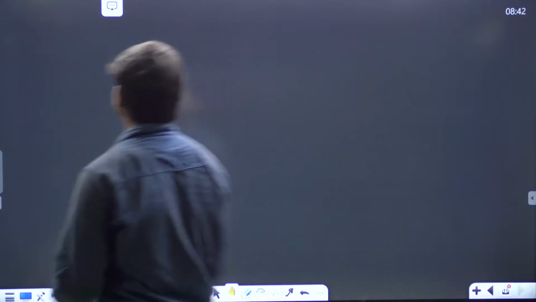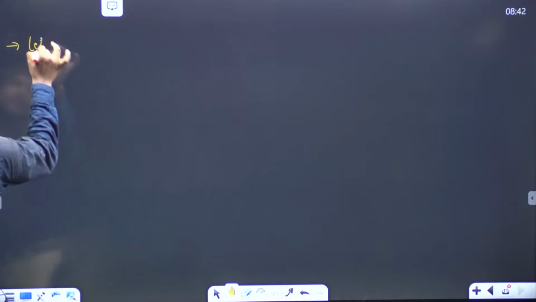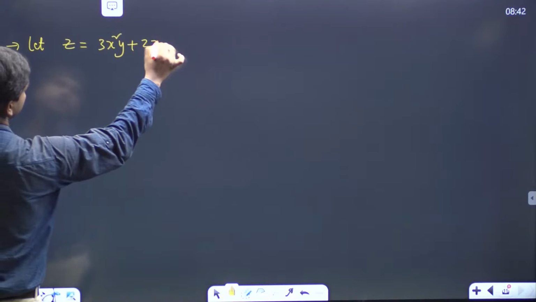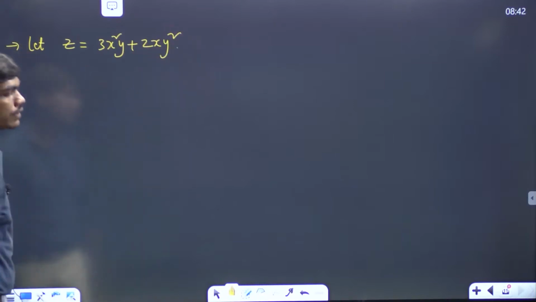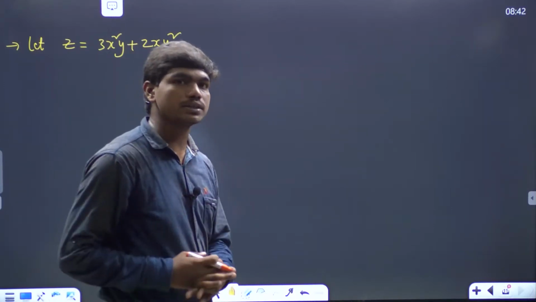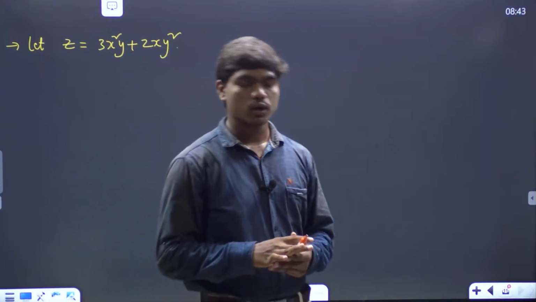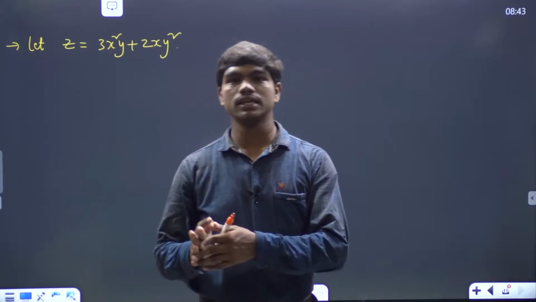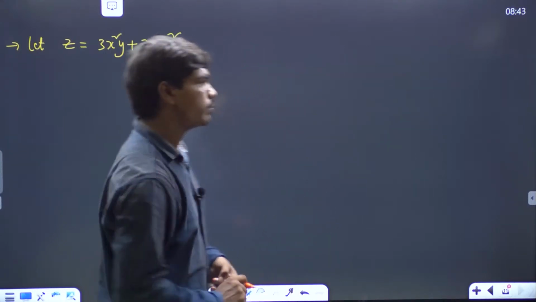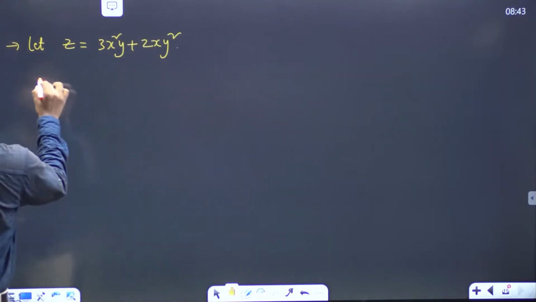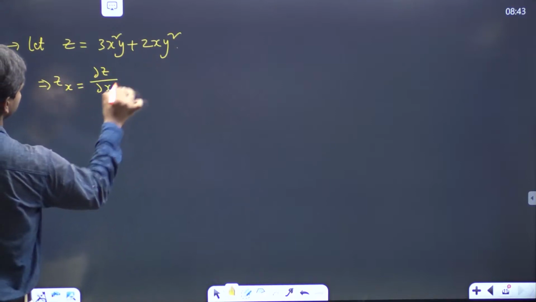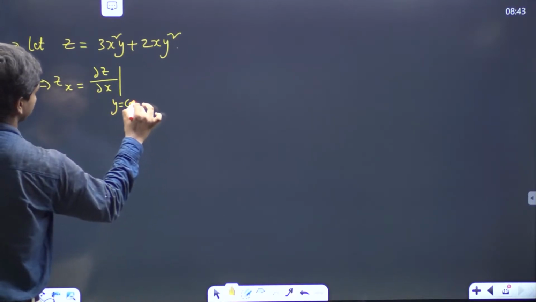Let z is equal to 3x square y plus 2x y square. Let us suppose this is the function that you have, and let me tell you how to differentiate this function partially with respect to x and partially with respect to y. Whenever you are differentiating a function partially with respect to x, you will treat all other variables as constants. So let us keep this point in mind and calculate zx, which is basically dou z by dou x, treating y as constant.